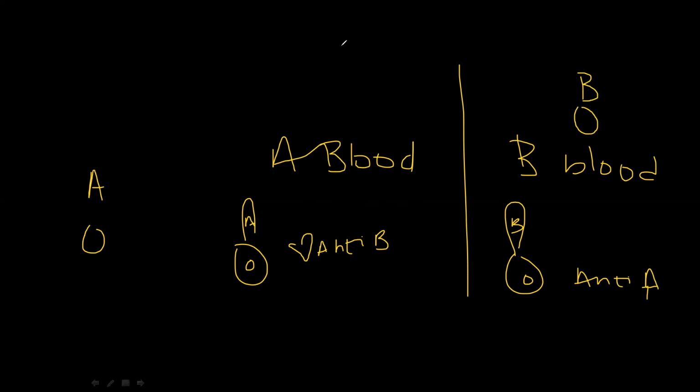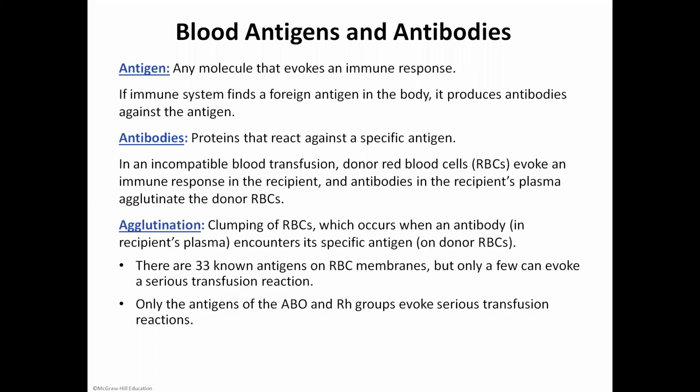So there's a lot of mechanics that go behind this, but this is sort of, in a nutshell, the idea of what takes place. Now with the antigen, again, it's a molecule that actually evokes the immune response. The antibody is the protein that basically reacts against that antigen. And when they come together, they actually clump. This clumping is called agglutination.